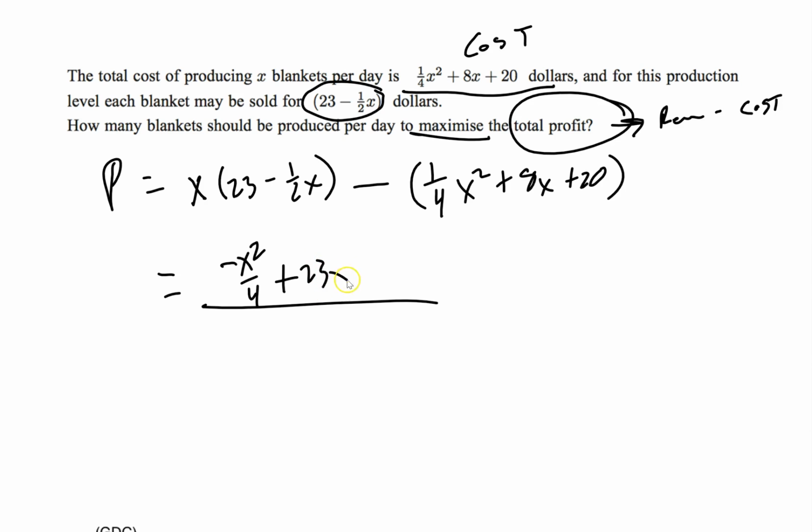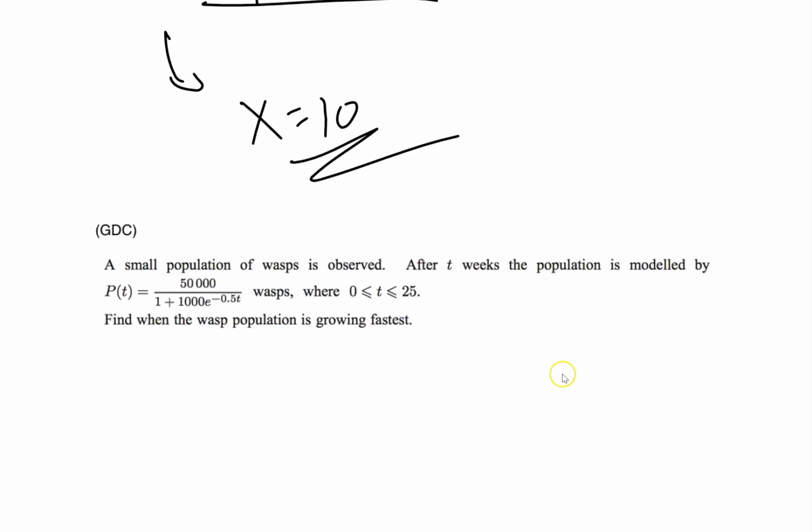Plus 23x minus x squared over 2 minus 8x minus 20. Take the derivative of that, set equal to 0. Blah, blah, blah. It's just math. You get x equals 10. Let's move on to the next one.